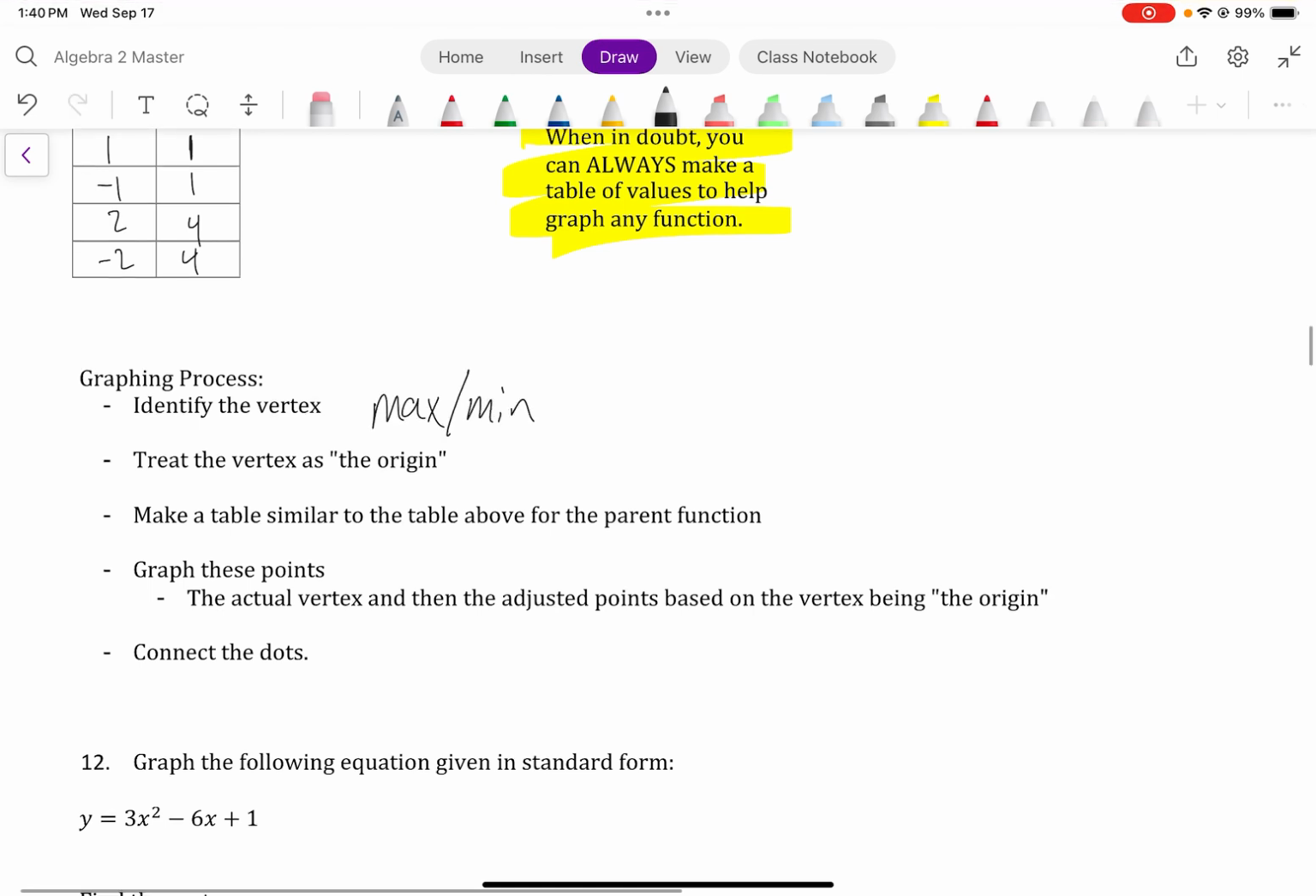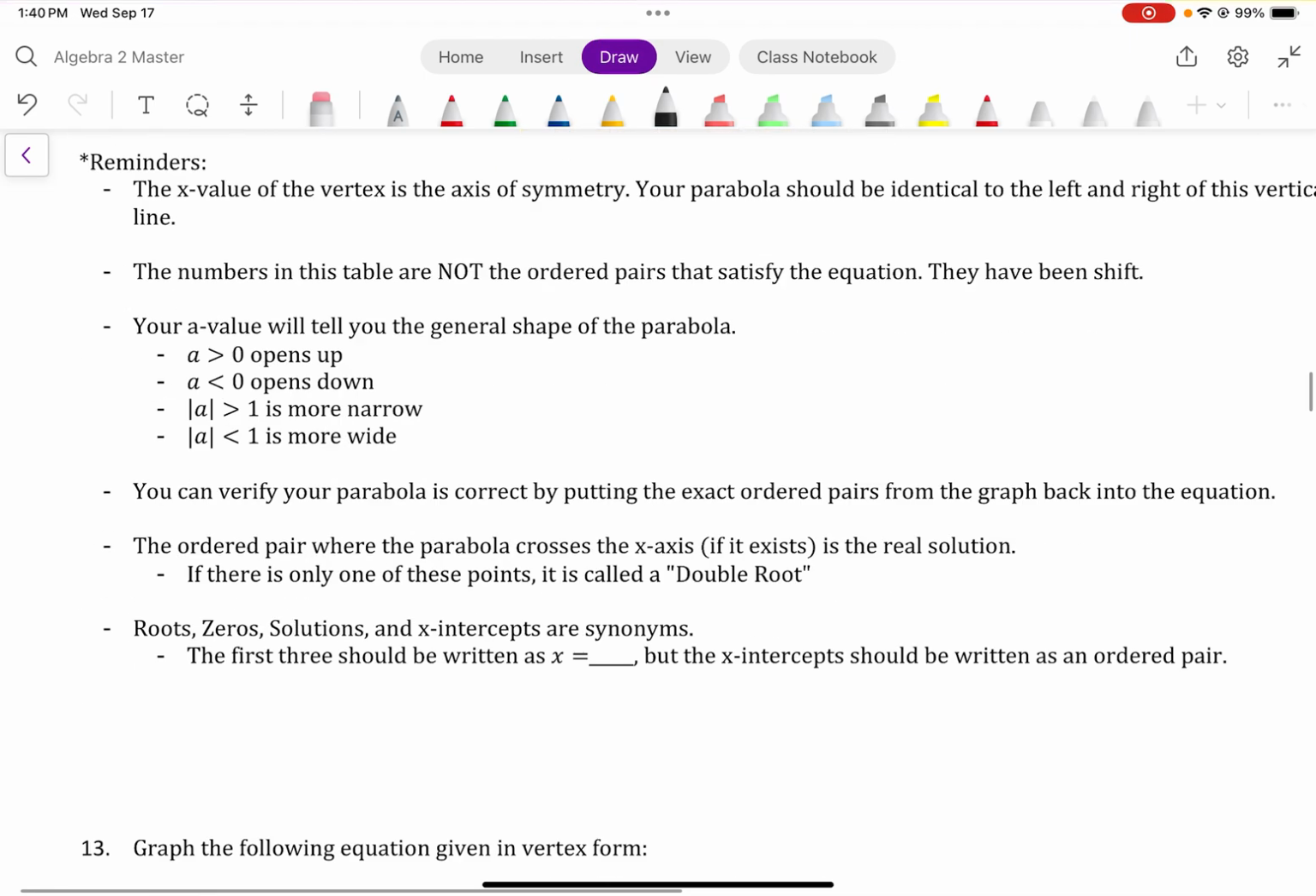All right, maximum would be if the parabola opens down.